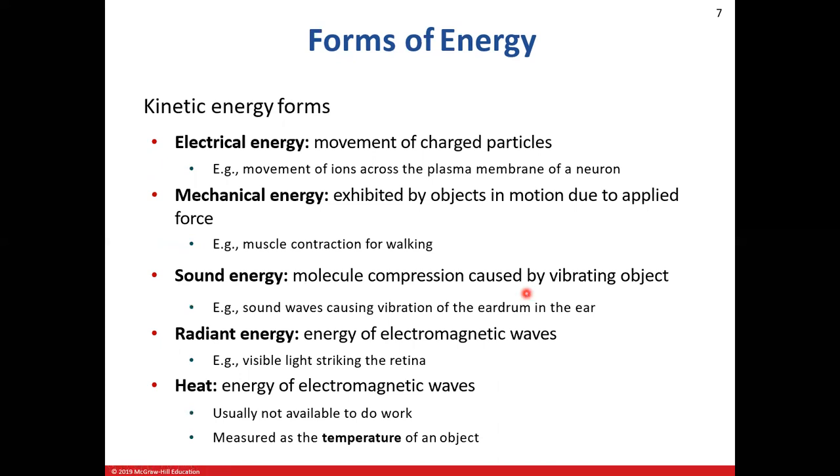Now, what about some kinetic energy forms? Well, you can kind of see this list here. We have electrical energy, mechanical, sound, radiant, heat. All these are different types of energy with different characteristics. So with electrical energy, we have the movement of charged particles. And so these particles, or the ions, which are charged particles, actually move across the plasma membrane of a neuron. We can also do this across the plasma membrane of muscle tissue too, okay? And that's going to be electrical energy.